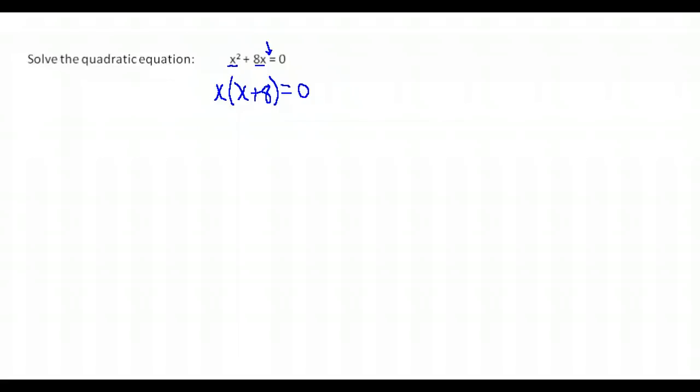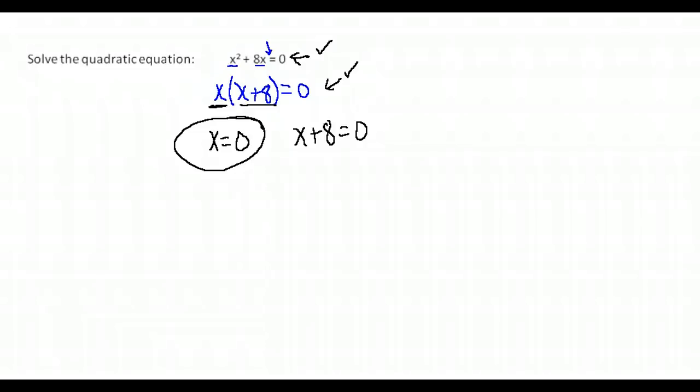Right, then, so we had it set equal to 0, step 1, check. We factored it, step 2, check. Our last step is to set each factor equal to 0. So one of our factors was just plain old x, so we have x equals 0. The other factor was x plus 8, so we have x plus 8 equals 0. This one is already solved, x equals 0. And here we just subtract 8 from both sides, and we have the solution, x equals negative 8. So there's two solutions to this problem, x equals 0 and x equals negative 8.